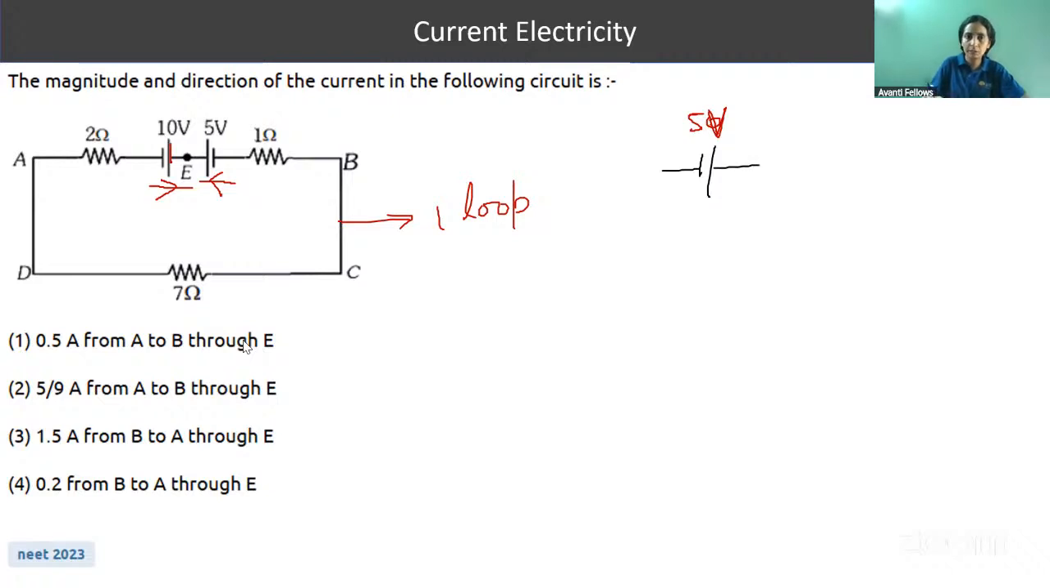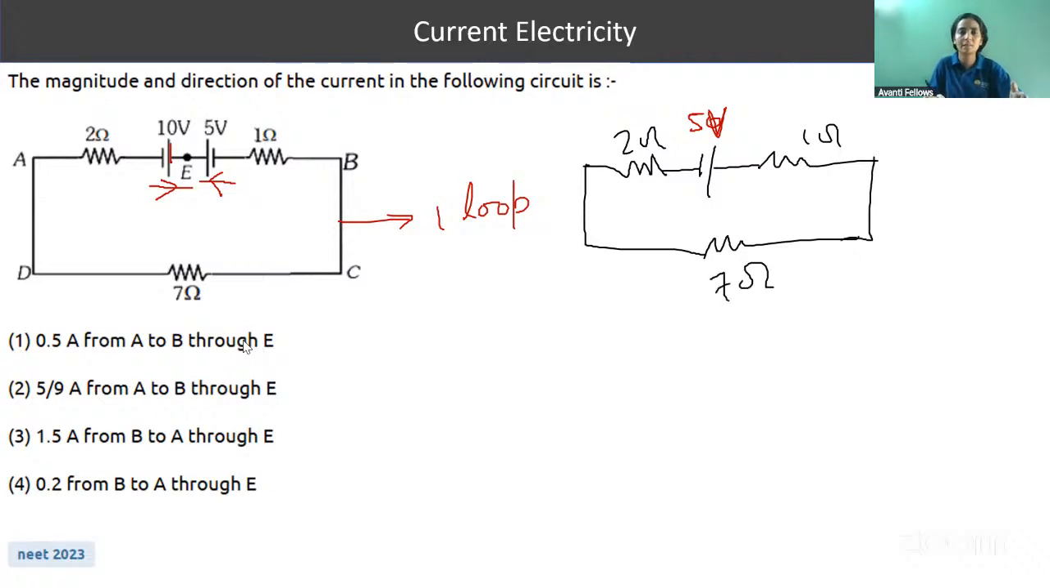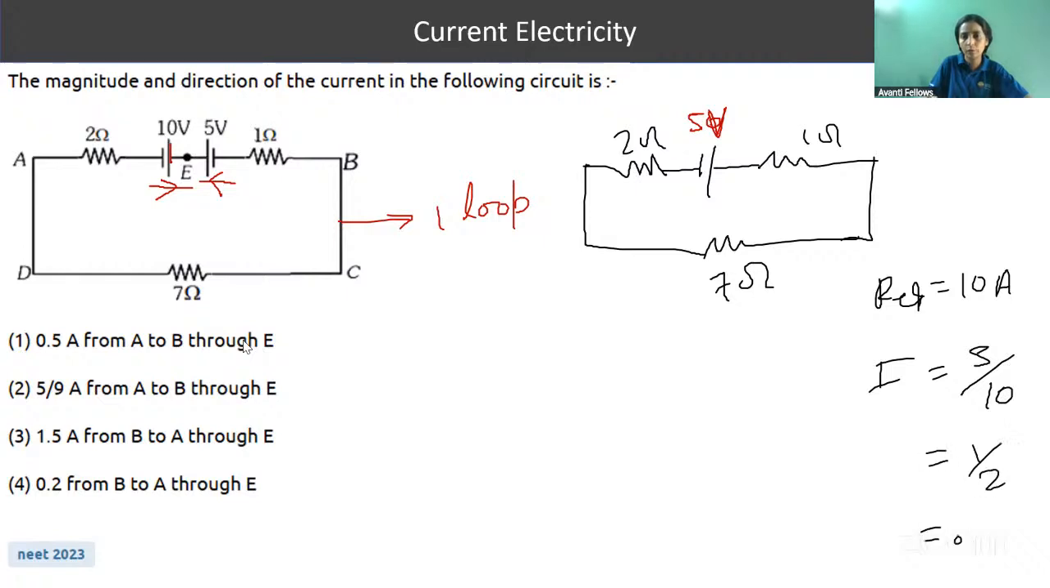Now write whatever is there. So this is 1 ohm, then there is 2 ohm, this is 1 ohm, and then there is 7 ohm. If there is a single loop circuit, it means all the resistors are in series. So here all the resistors are in series. R equivalent is 10 ohm. Okay. Current will be how much? Battery voltage 5 by R equivalent 10, half, that is 0.5 ampere, and current will move in this direction. It means from A to B. So correct option will be 1.